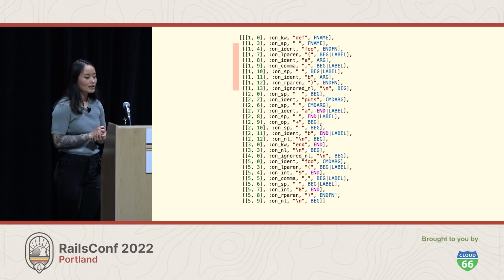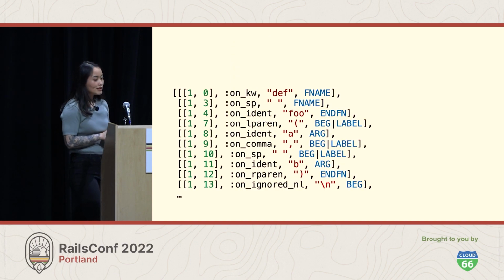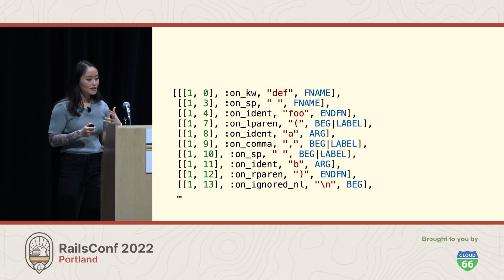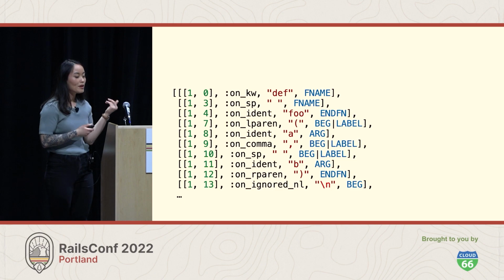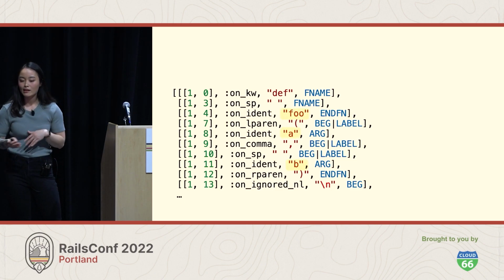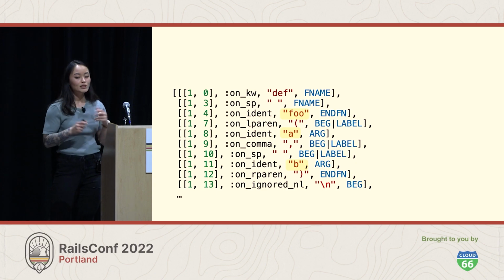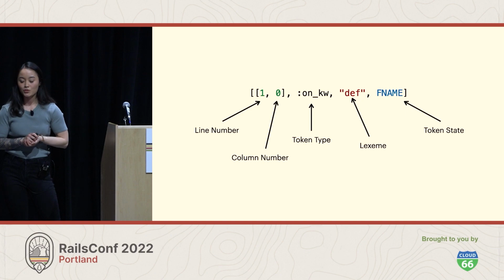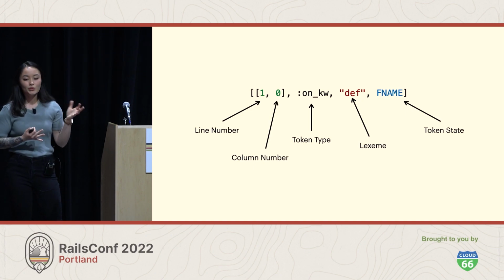Let's zoom in on the first bit, which is the method definition. I want you to notice that the tokenizer actually broke up the method name foo, the arguments A and B, and also the parentheses. Let's zoom in some more on one specific token, the first one. You can also see that Ruby gives us more information about the token.